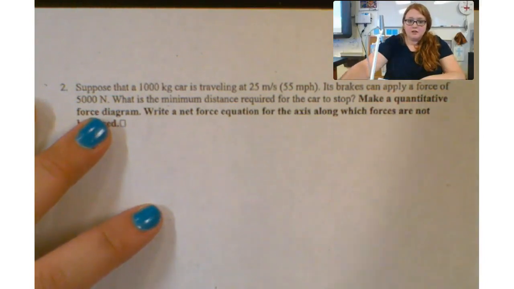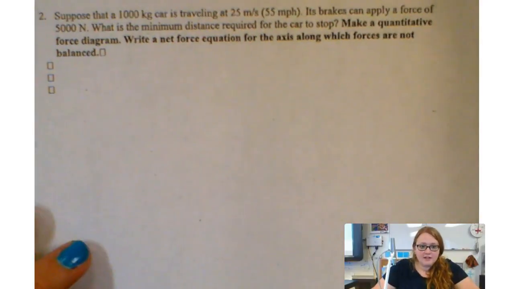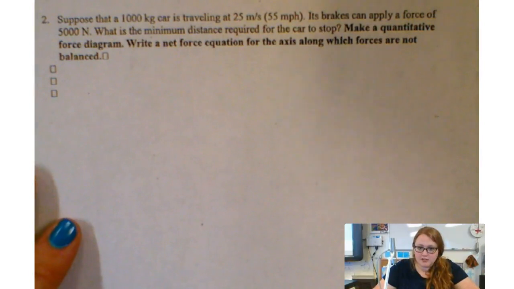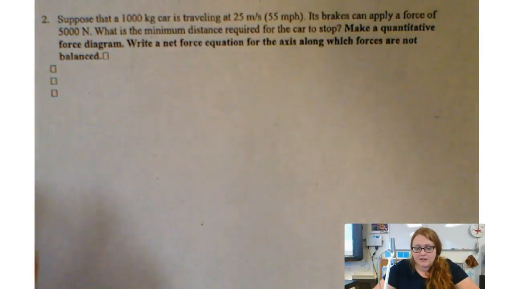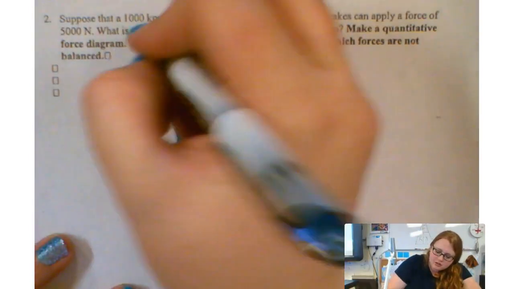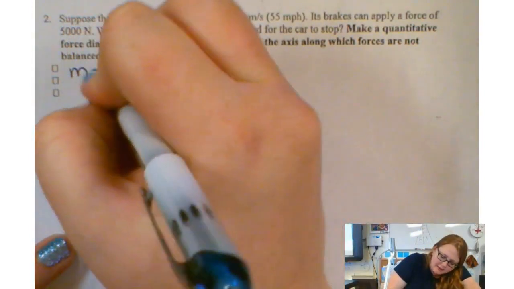Okay. Number 2. Suppose that a 1,000-kilogram car is traveling at 25 meters per second. Its brakes can apply a force of 5,000 newtons. What is the minimum distance required for the car to stop? Let's figure out what I have. 1,000 kilograms, that's my mass.